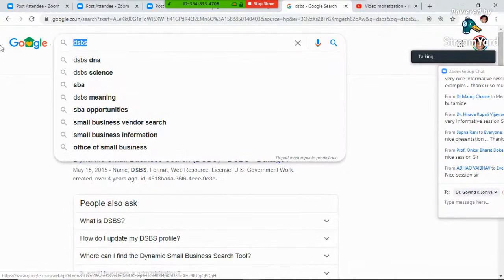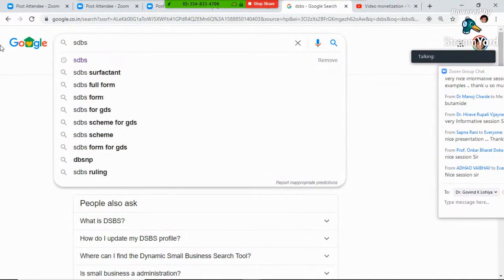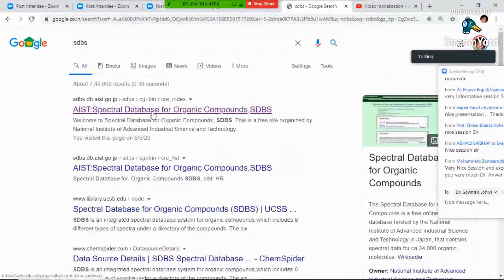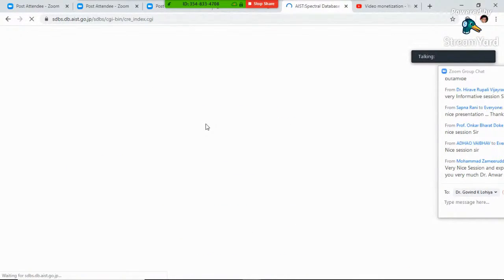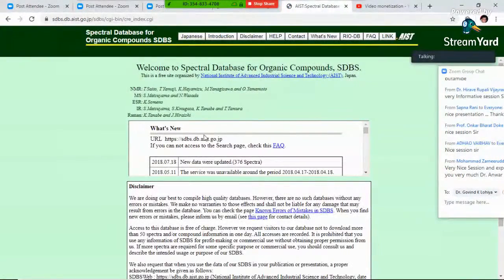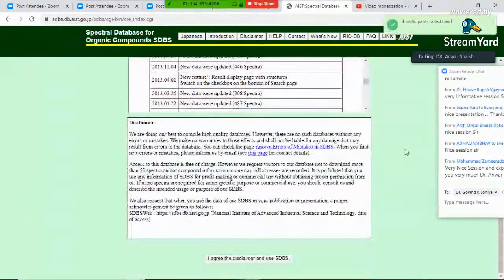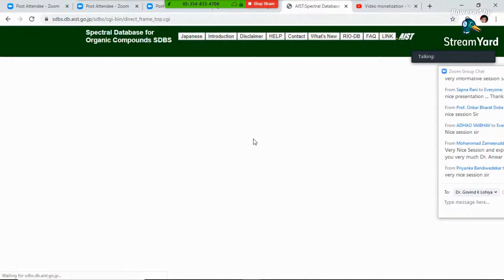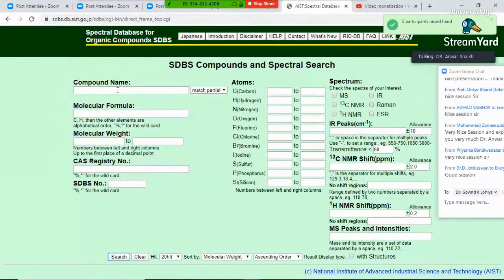Sorry, it is SDBS. As in Google, you type SDBS, a spectral database for organic compounds. SDBS. Here, you have to first click on agree to the terms and conditions of the SDBS. See how useful this website is for your spectral data analysis.